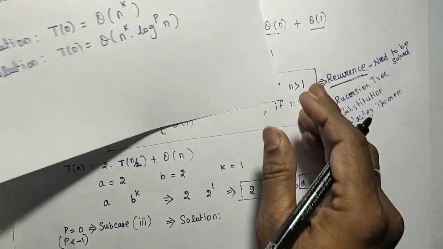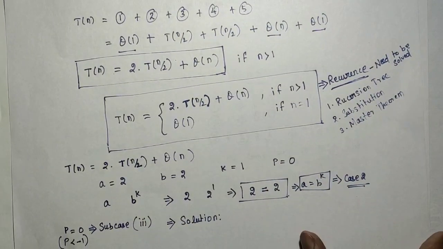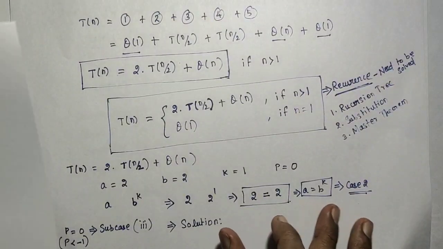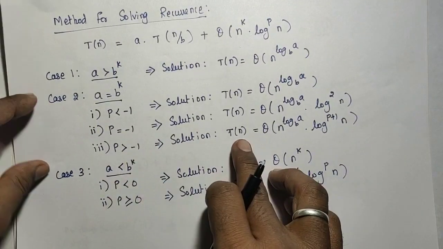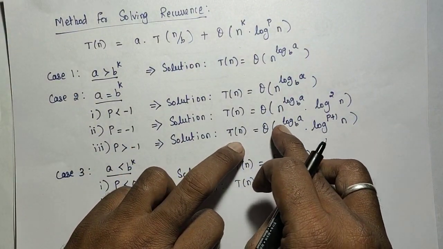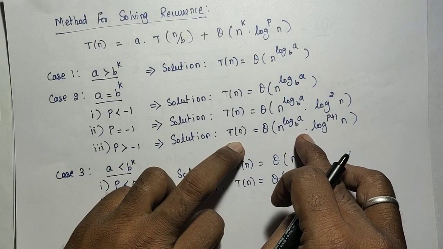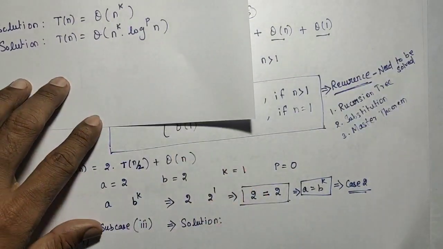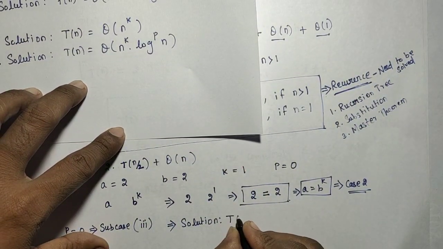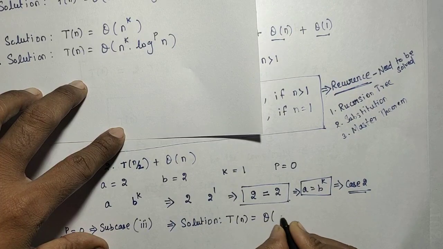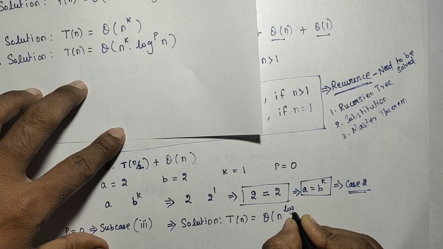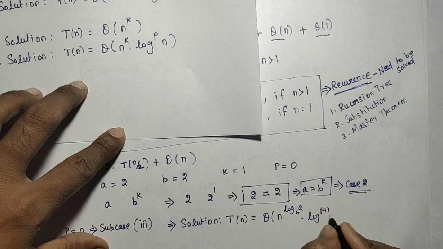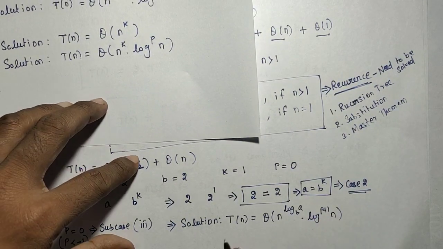in case 2 subcase 3 the solution is T of n equal to theta of n power log a base b into log power p plus 1 of n. Just write this down. T of n is equal to theta of n power log a base b into log^(p+1) n. So this is the solution.